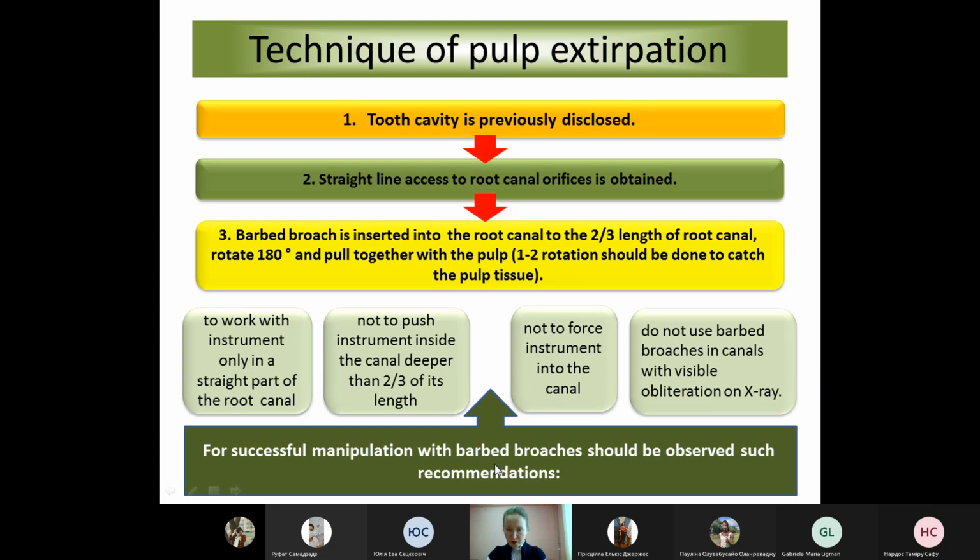For successful manipulation with barbed broaches, such recommendations should be observed: work with the instrument only in a straight part of the root canal, do not push the instrument deeper than 2/3 of the canal length, do not force the instrument into the canal, and do not use barbed broaches in canals with visible obliterations on X-ray, as it can lead to fracture of the instrument. Of course, it is a mistake that will influence the endodontic treatment adversely.